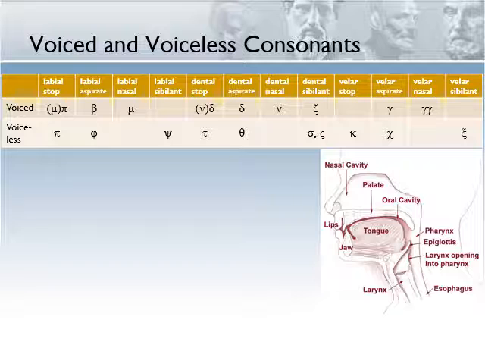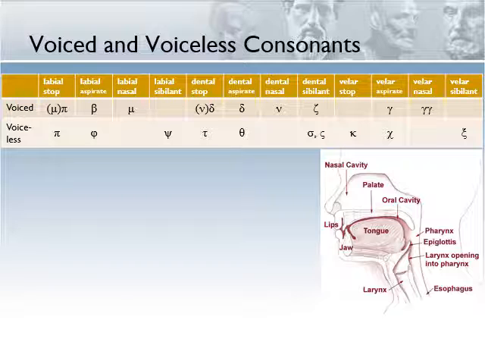Beta is a labial stop that is voiced. So again, if you take your hand and place your thumb on one side of your throat and your forefinger and middle finger on the other side, squeezing your trachea a bit, and you make the sound of beta, which sounds like an English V, v, v, you should be able to feel the vibration in your throat. V.